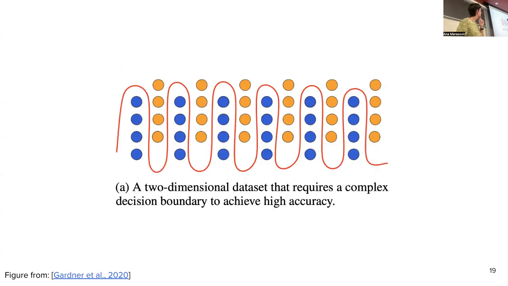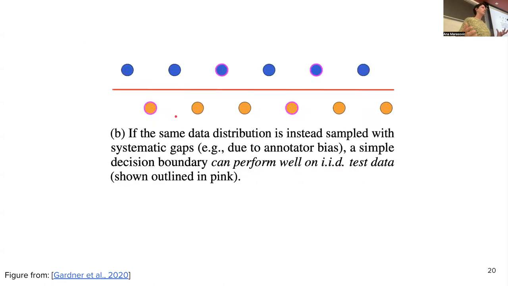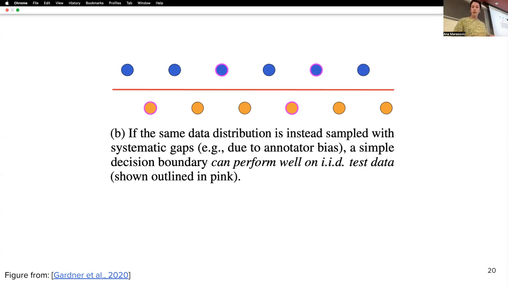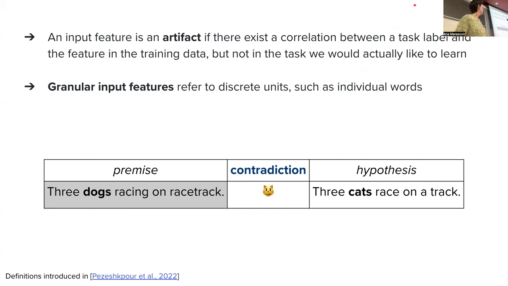To illustrate that, we can imagine we have a task where we need to classify these orange and blue dots. And imagine this is the real distribution of that task in the real world. To solve that task, you need a very complex decision boundary, illustrated with the red curvy line here. But when we annotate data, we can turn this very complex problem into something that's way simpler. And that's what happens with this NLI task in the SNLI data. By introducing systematic gaps with these data shortcuts, our task becomes such that a simple solution exists for it. So this was just a little illustration of what's happening here.